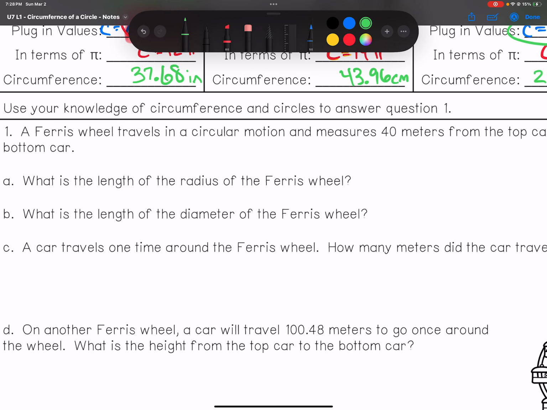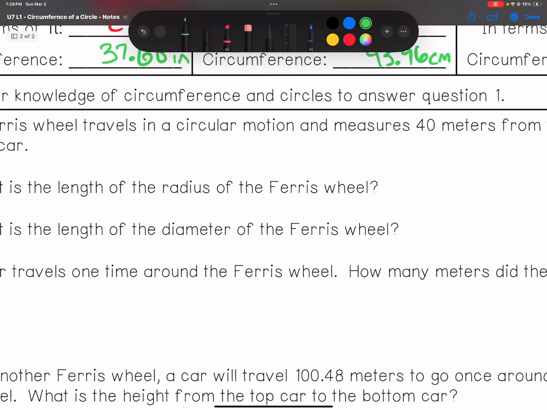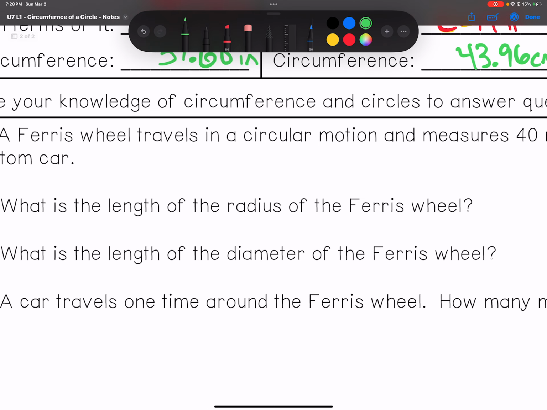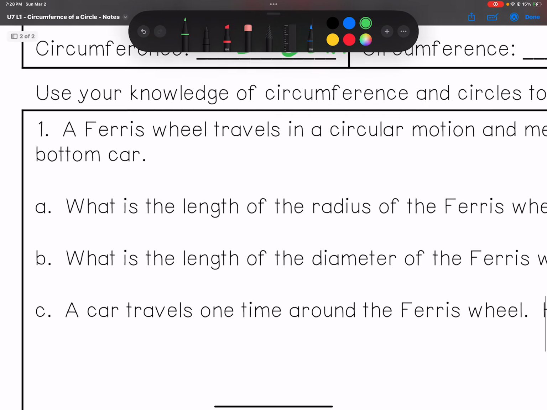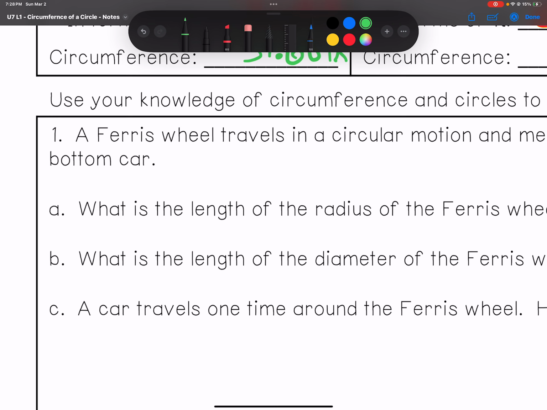A Ferris wheel travels in a circular motion and measures 40 meters from the top to the bottom. That is the diameter. That is all of it. That's from the top to the bottom. What is the length of the radius? It goes 40 meters from top to bottom in a straight line. So what is the radius? What is half of that? The radius is going to be 20 meters.